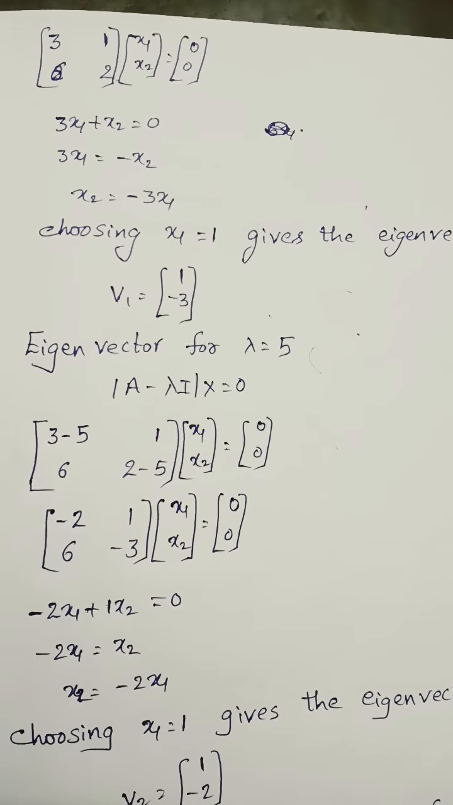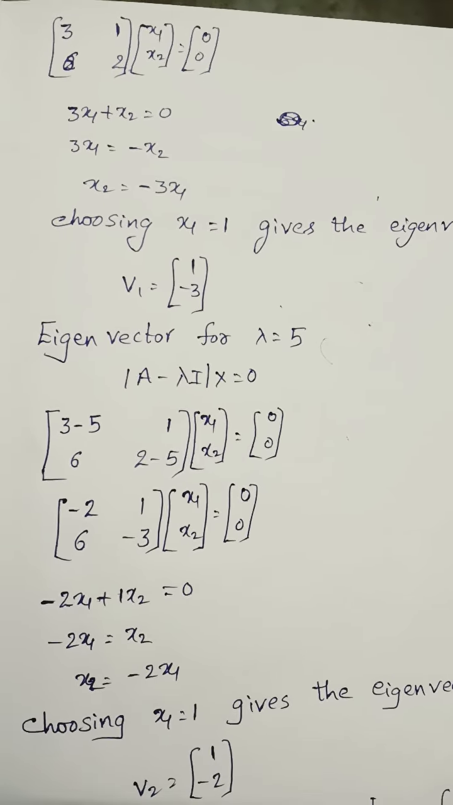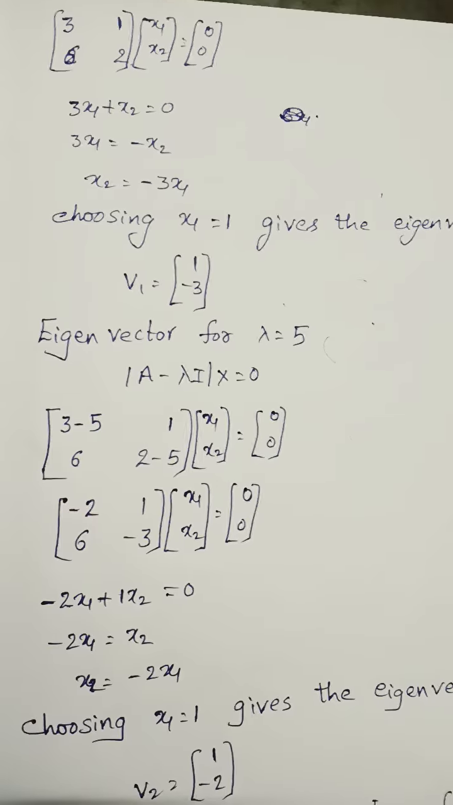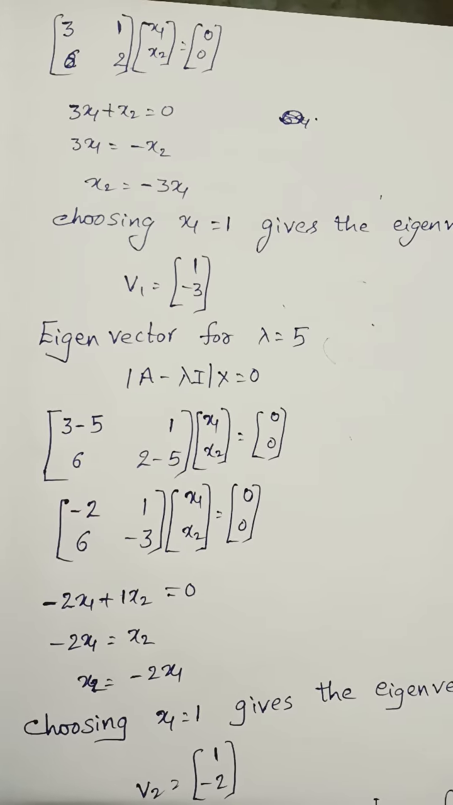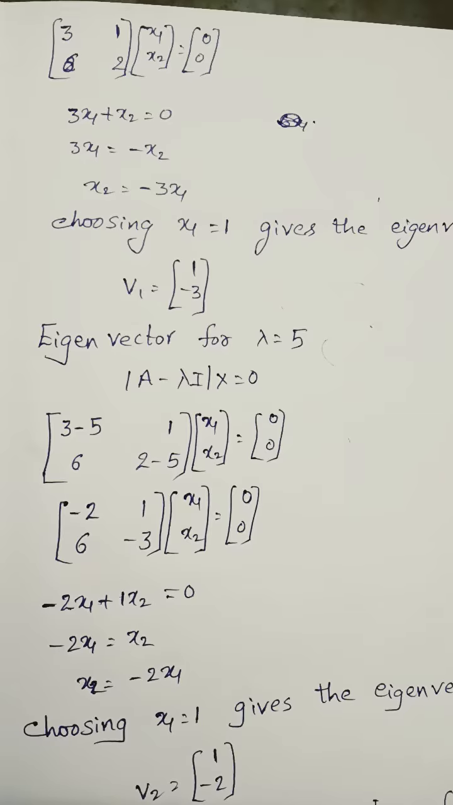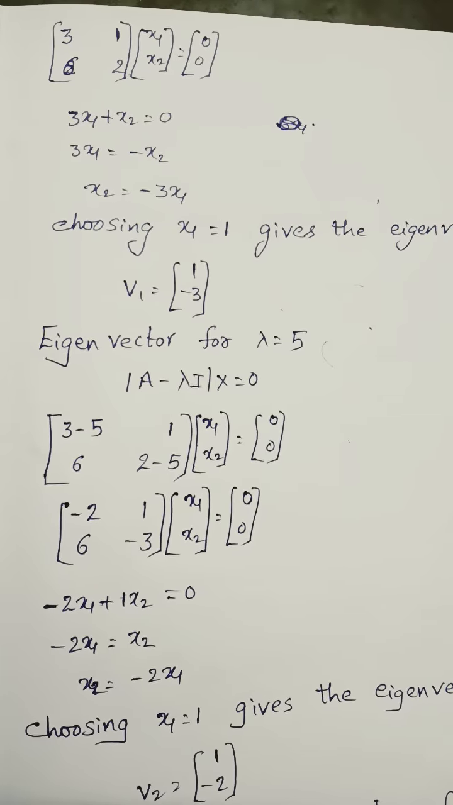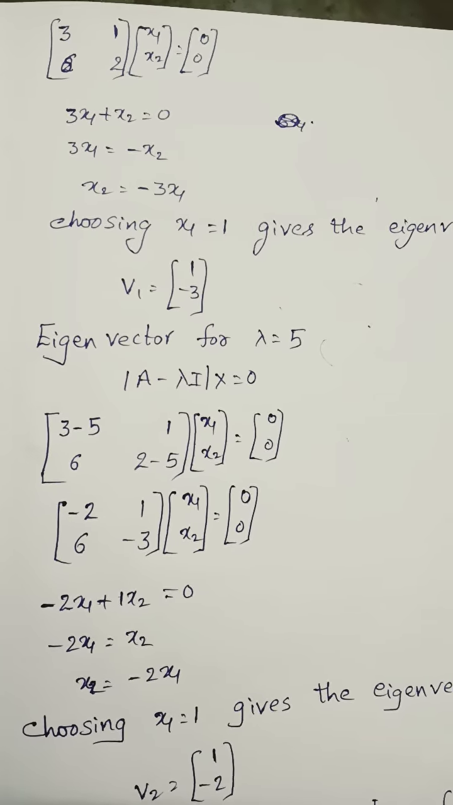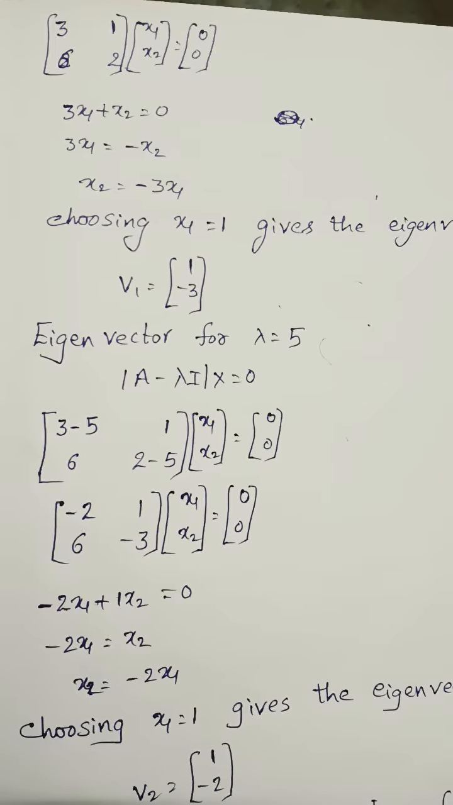Now eigenvector for lambda is equal to 5. Now apply this 5 in lambda place. So 3 minus 5, 1, 6, 2 minus 5. 3 minus 5 is minus 2, 1, 6, 2 minus 5 is minus 3. So write x1 and x2 in their places.